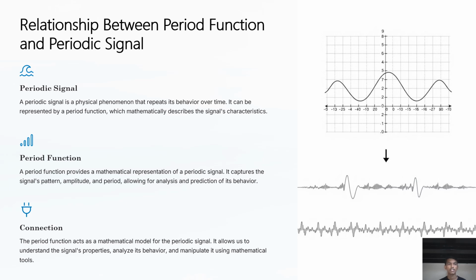Periodic function: a periodic function provides a mathematical representation of a periodic signal. It captures the signal pattern, amplitude, and period, allowing for analysis and prediction of its behavior. Connection: the periodic function acts as a mathematical model for the periodic signal. It allows us to understand the signal properties, analyze its behavior, and manipulate it using mathematical tools.